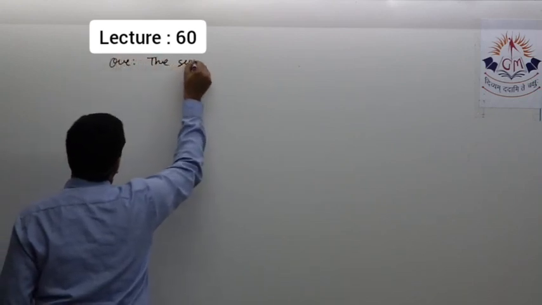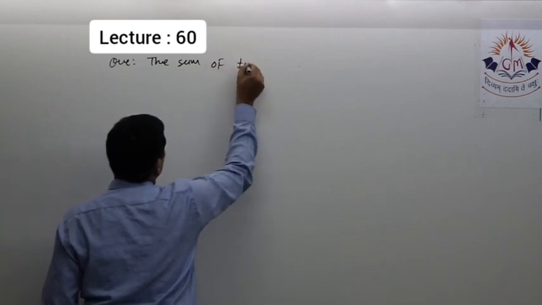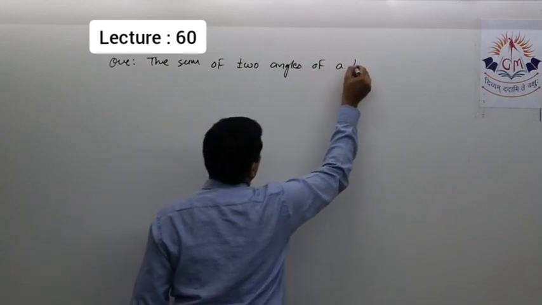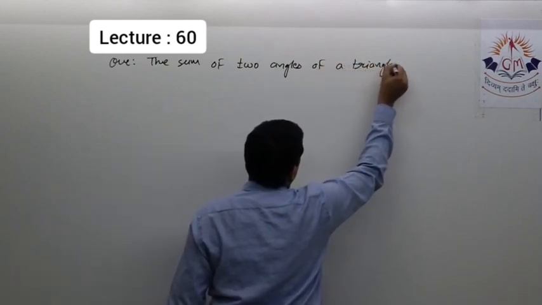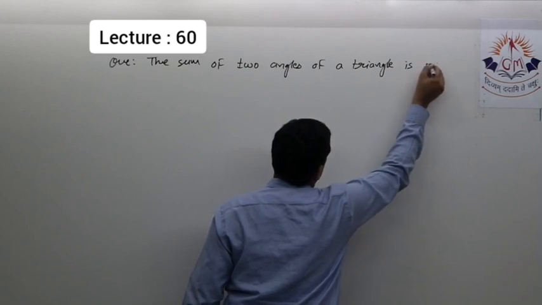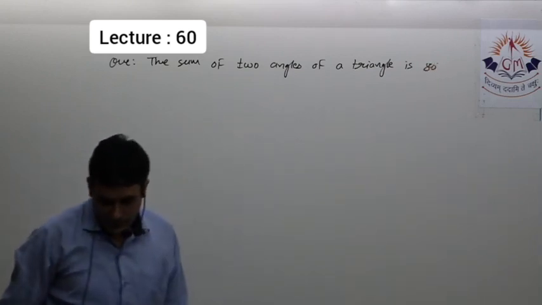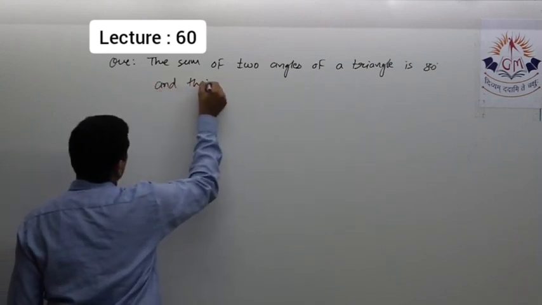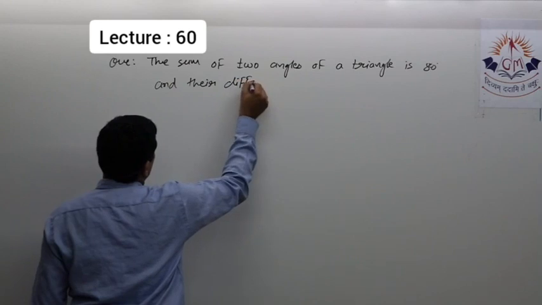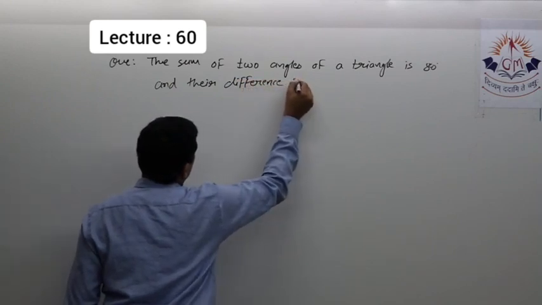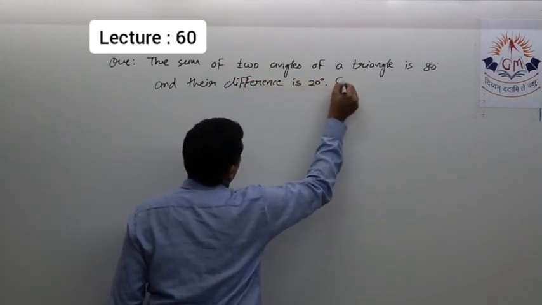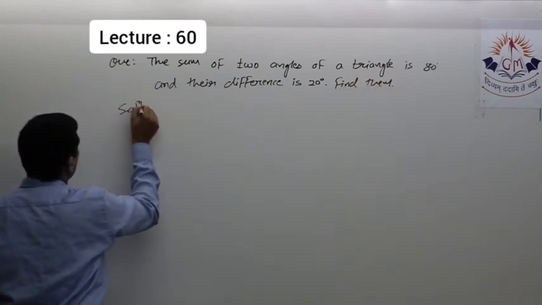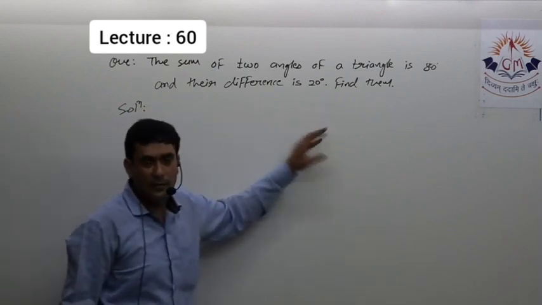The sum of two angles of a triangle is 80 degree and their difference is 20 degree. Find them. Okay, so two things are given, sum of two angles as well as difference of two angles.